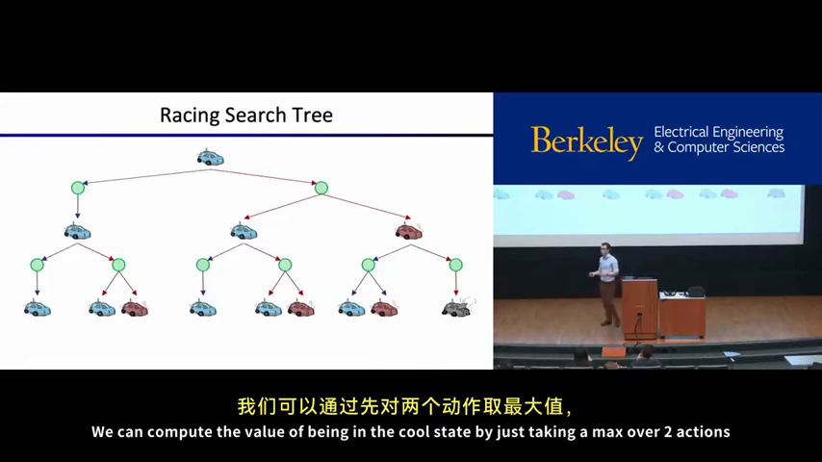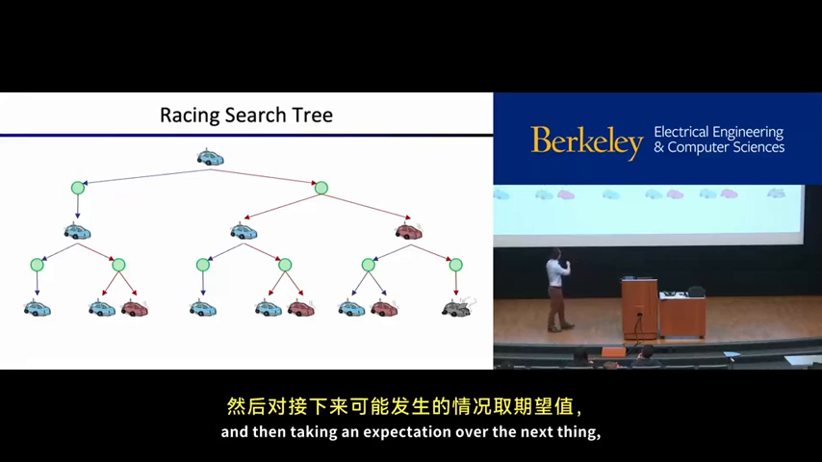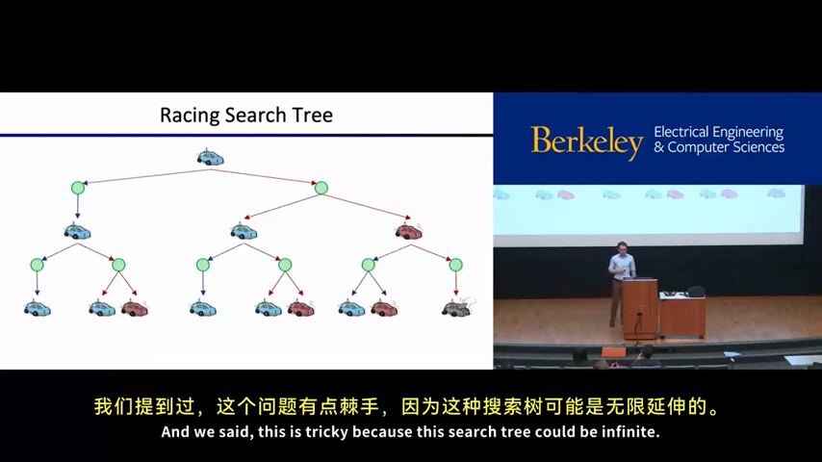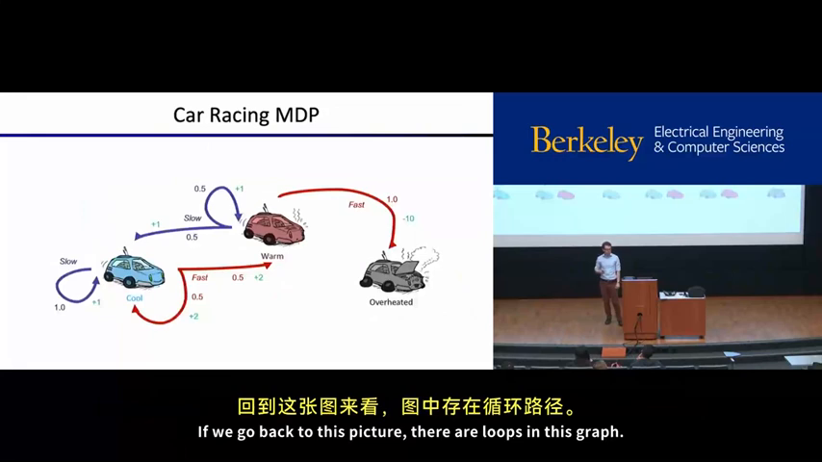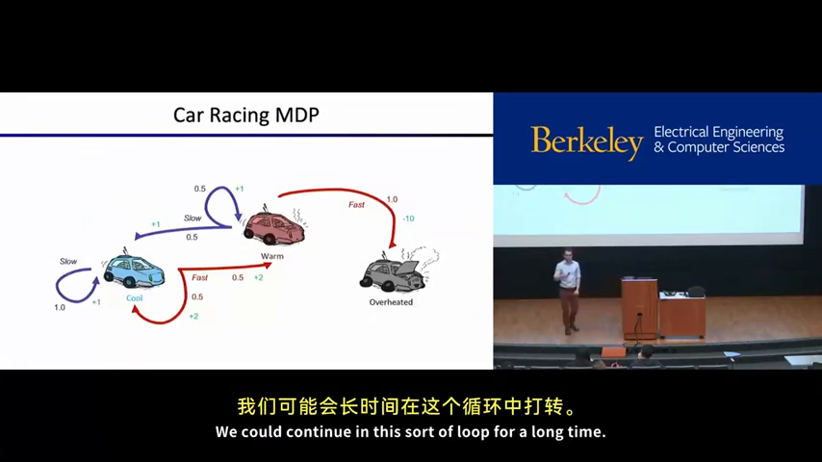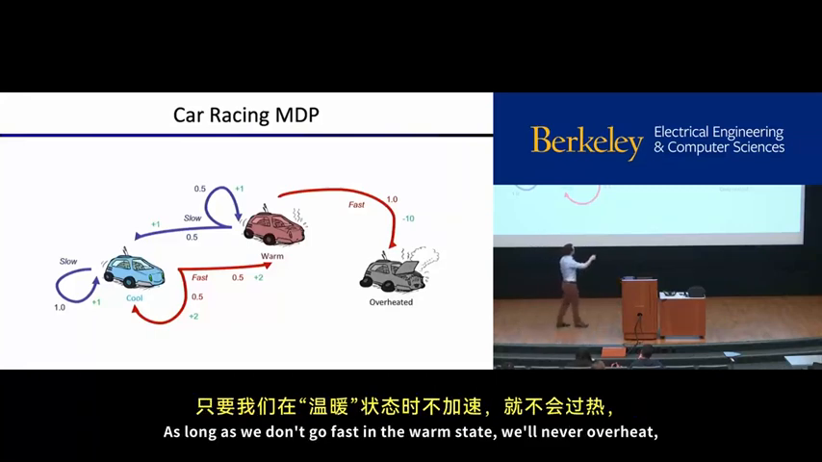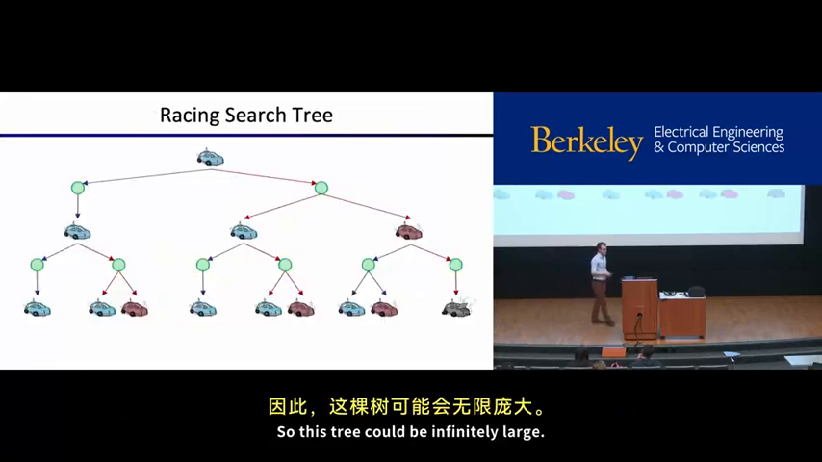We can compute the value of being in the cool state by taking a max over 2 actions, then taking an expectation over the next thing, and then taking a max over the next thing. We talked about this last time. We said this is tricky because this search tree could be infinite. If we go back to this picture, there are loops in this graph. We could continue in this loop for a long time. As long as we don't go fast in the warm state, we'll never overheat, and this thing will continue forever. So this tree could be infinitely large.